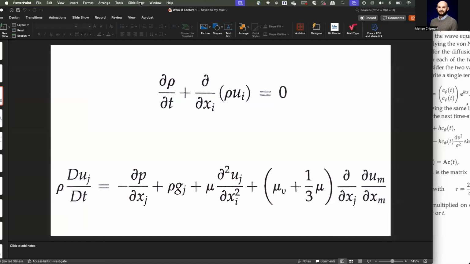Daniel, what's the top thing say? So the top one is the conservation of mass. Correct. That's the first part, right? That's the conservation of mass. So what do each term mean? So the first term is how the density changes over time. Good. And what's that called?